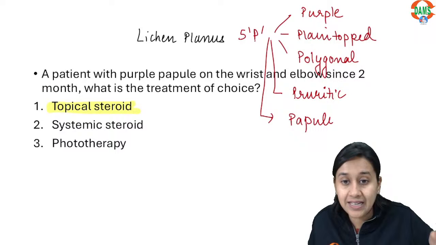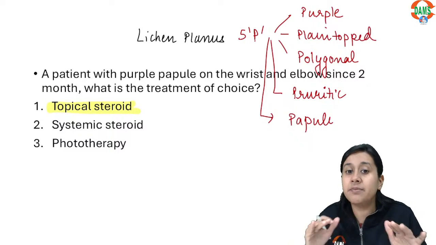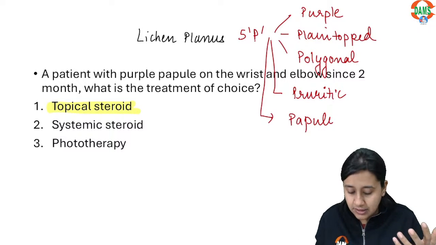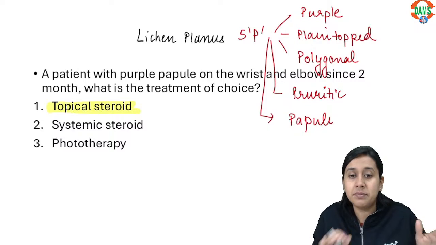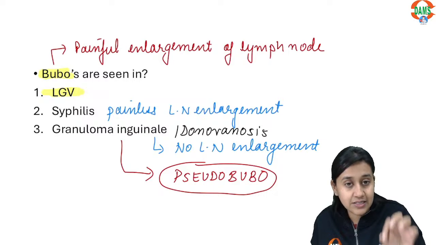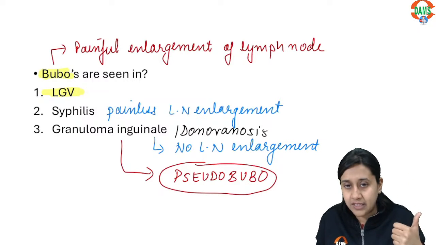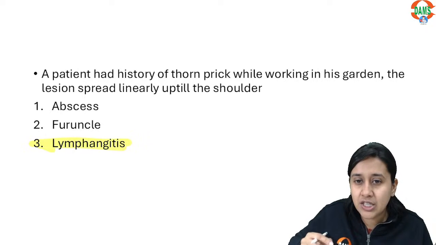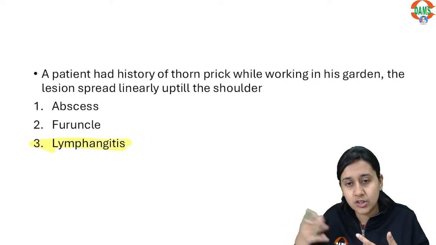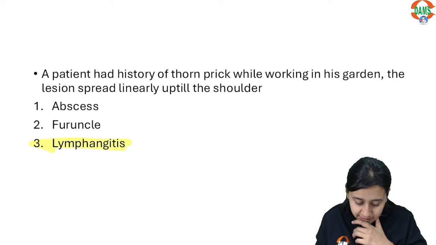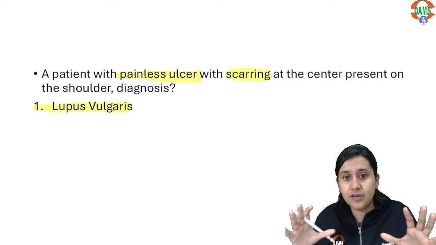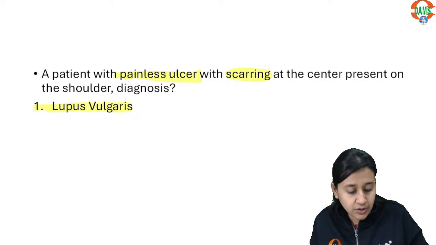Then we had a question from lichen planus. In lichen planus, the treatment of choice is topical steroids, because it is the first mode of therapy. If we are not able to control with topical therapy, then we have to go to systemic. Bubo, which is the painful enlargement of the lymph node, is seen in a patient of lymphogranuloma venereum. Whenever you have thorn prick injury in a garden, most commonly subcutaneous fungus, and this is actually a question from sporotrichosis where you have a lymphatic spread. Then there was a question from cutaneous tuberculosis, scarring. Wherever you see scarring, first think of cutaneous TB.